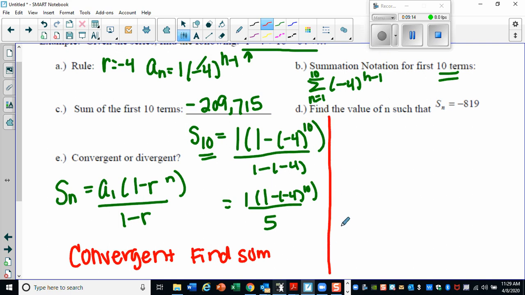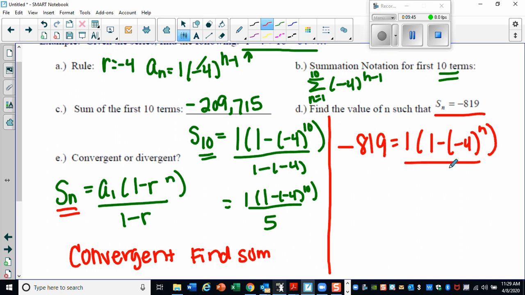-209,715. Okay, so letter D says our goal is to find how many numbers I have to add together to get -819. So let's take a look at our formula here and see what we can plug in. Well, S sub n we know is -819. A sub 1 we also know is going to be 1. Okay, what is my ratio in this case? My ratio was -4. We don't know the n, so we're going to leave that there, all divided by 1 minus -4. Now let's simplify this to the best that we can.